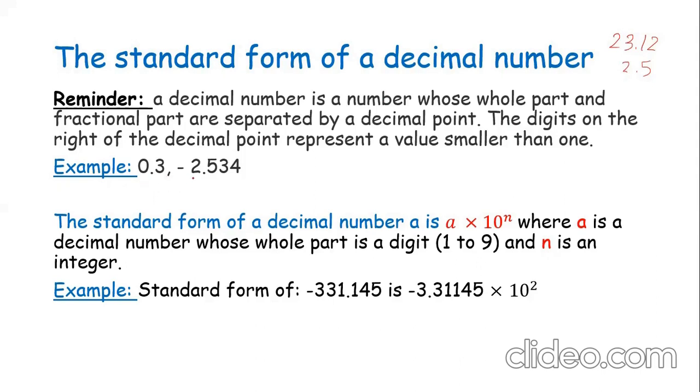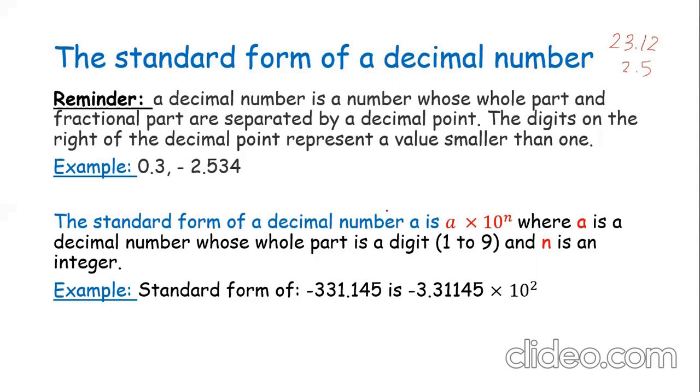Here we give other examples. Here we have a negative decimal number. Here we have 0.3. Now we define the standard form of a decimal number by a multiplied by 10 to the power of n, where a is a decimal number whose whole part is a digit between 1 and 9, and n is an integer.